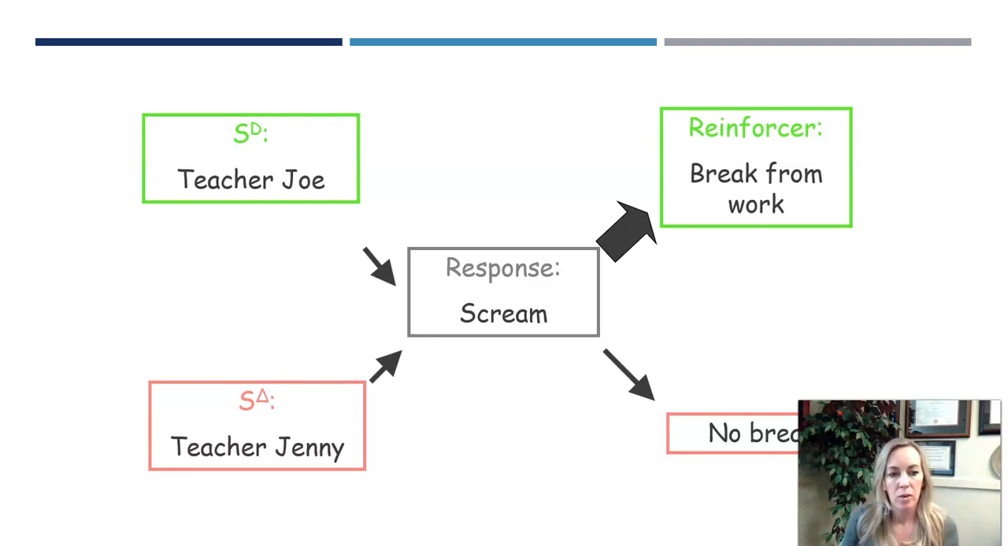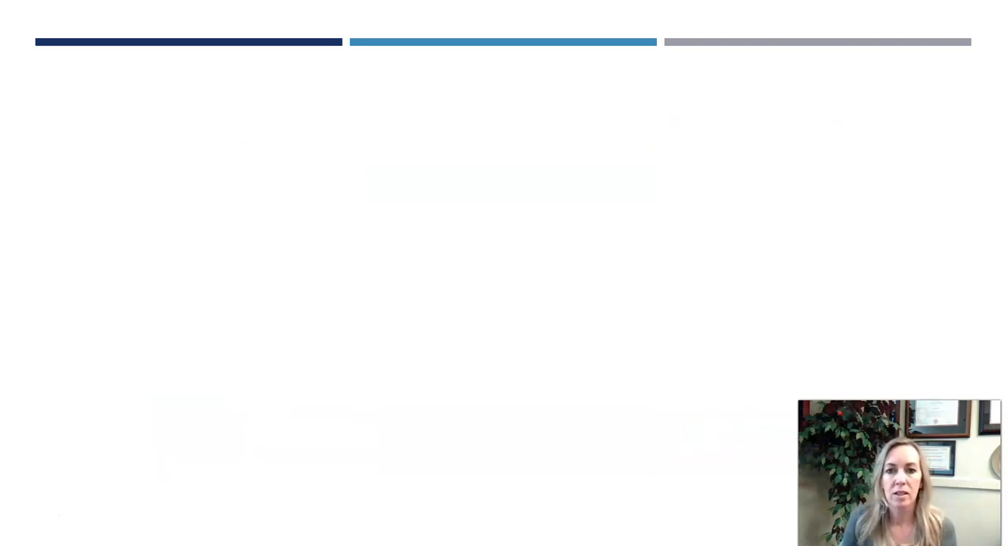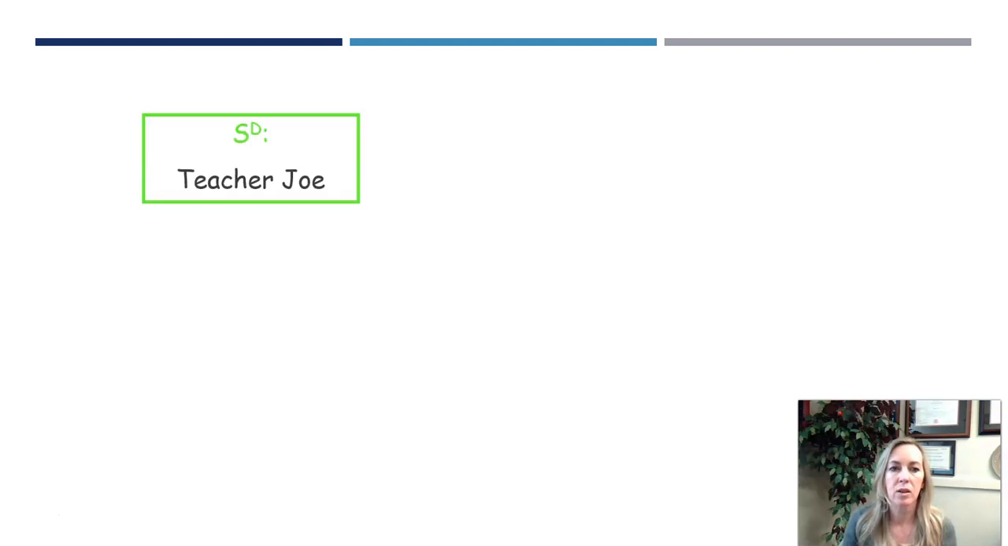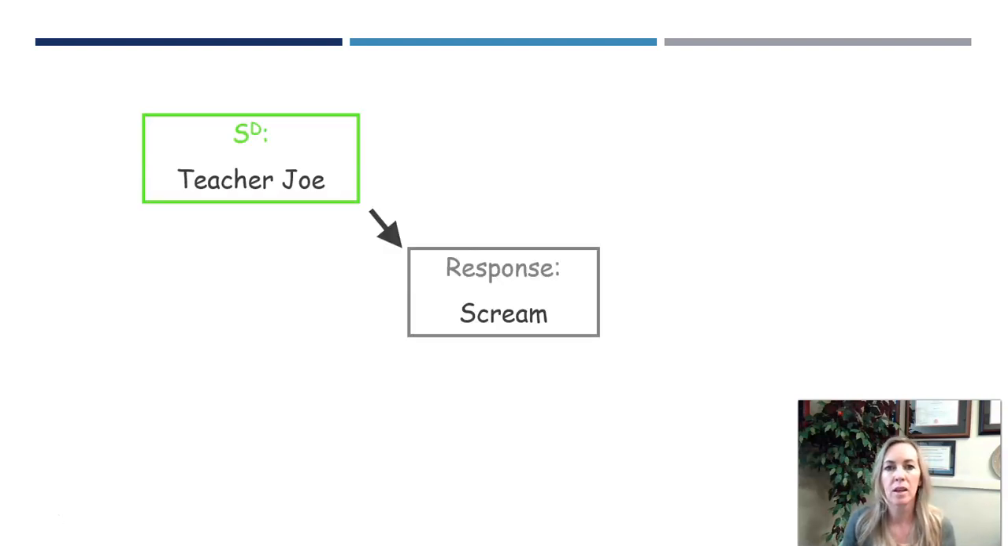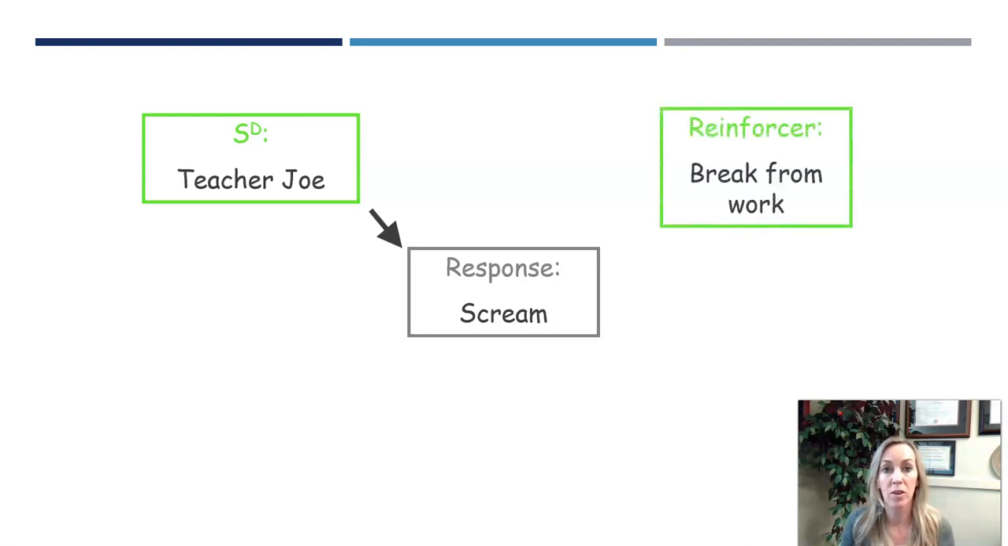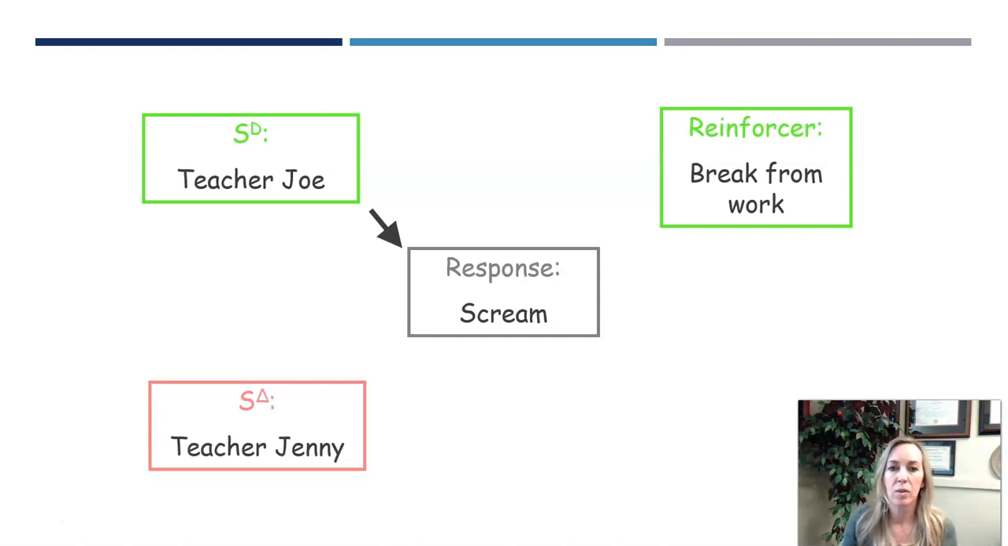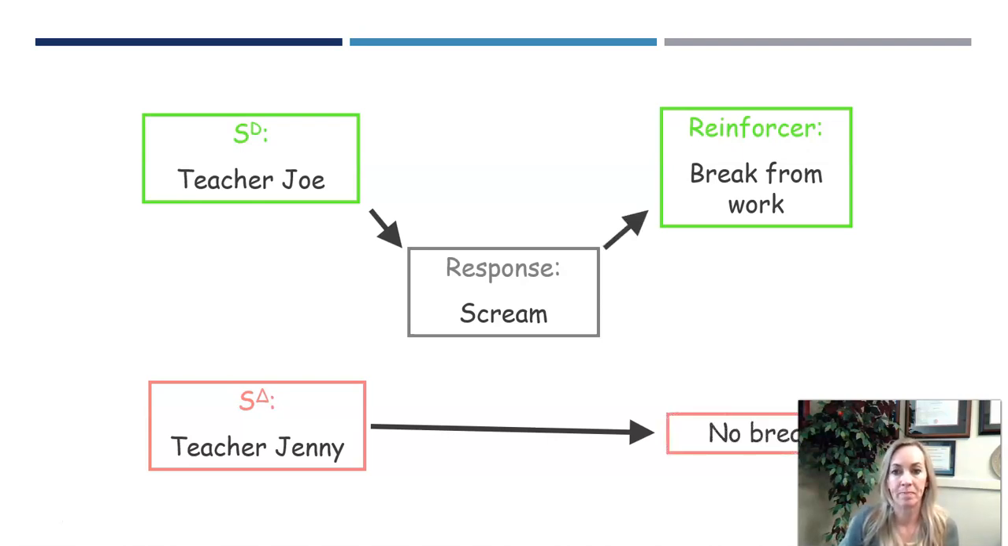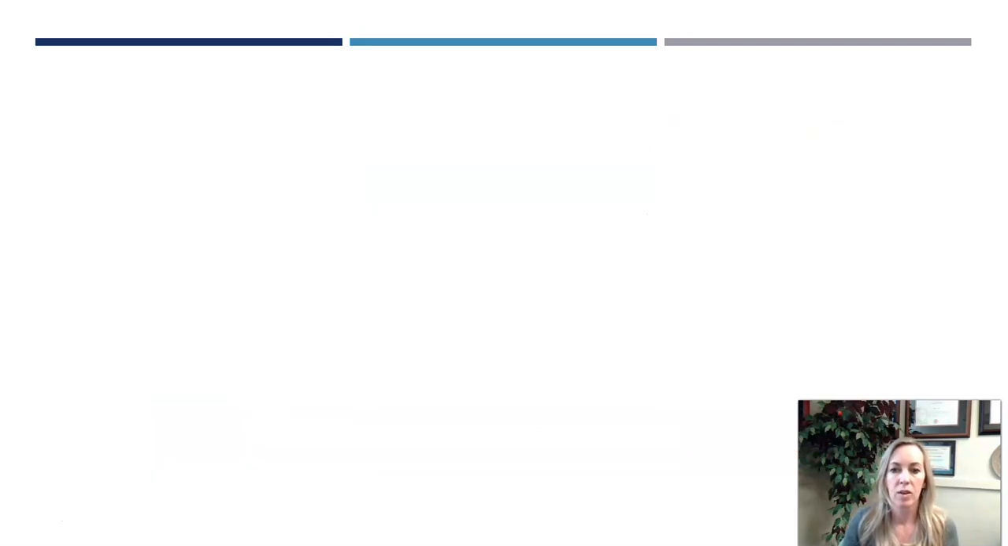So the student learns from that learned history that when Teacher Joe comes in the room, the break from work is available, so I'll scream. Well, generally when Teacher Jenny's in the room, screaming's ineffective. There's no break from work available, therefore I will not scream. So, one more example. Would you like to see it?